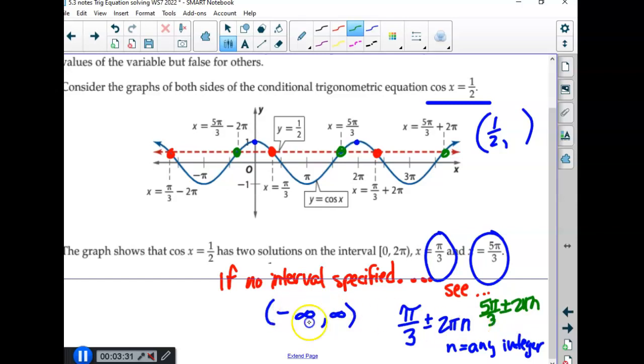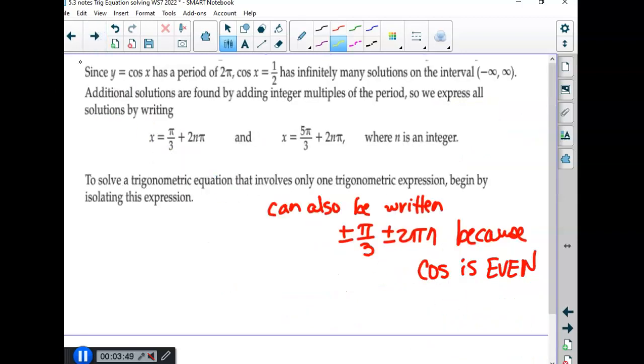Okay, so when it says no interval specified or forever and ever, then you have to put that plus or minus 2 pi n on. If the directions to a problem, one more time, if the directions say 0 to 2 pi, you just list the answers. You don't need any of that garbage on the back. All right.